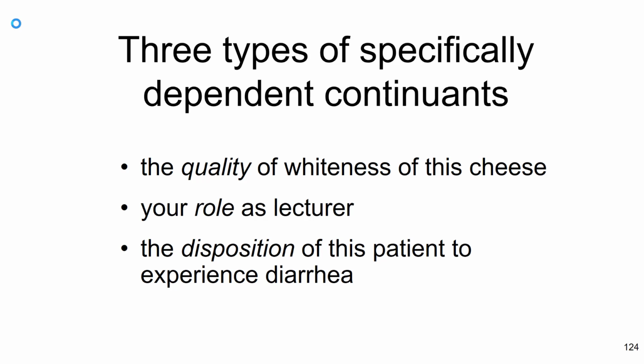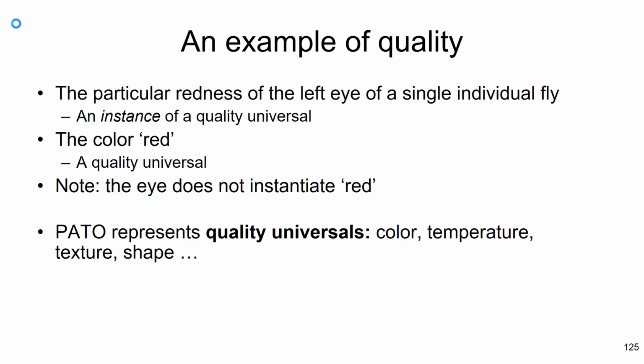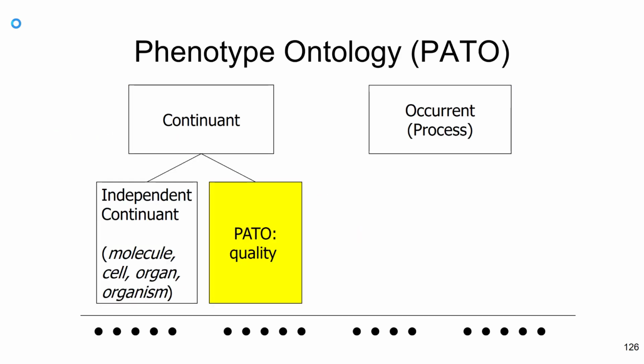Now we distinguish among the things which depend, first of all, qualities. The second kind of dependent continuant are roles. These things require realizations. So now I have the role of lecturer. What does that mean? It means my role is realized in lecturing. There is a process which realizes the lecturer role. So roles go hand in hand with processes. And then thirdly, we have dispositions. So I am disposed to speak with a loud voice. This is realized in speaking. First of all, we'll look briefly at qualities.